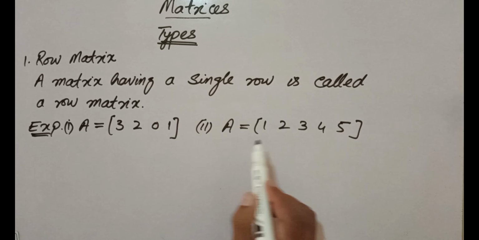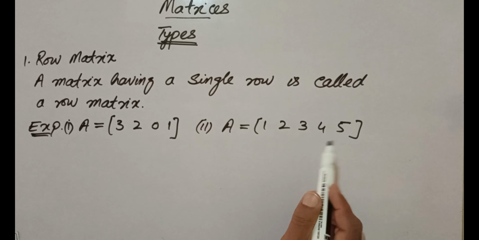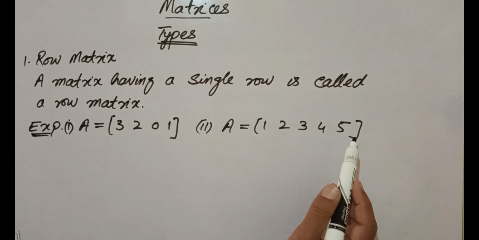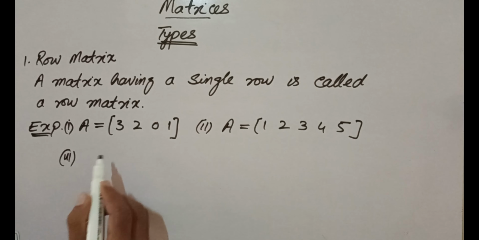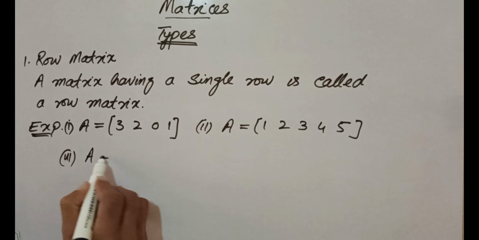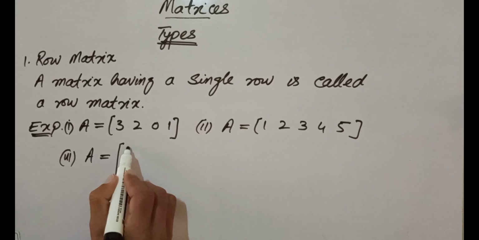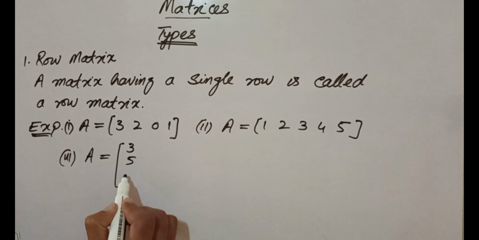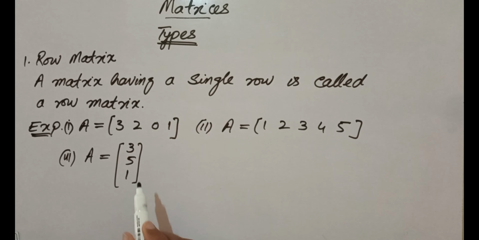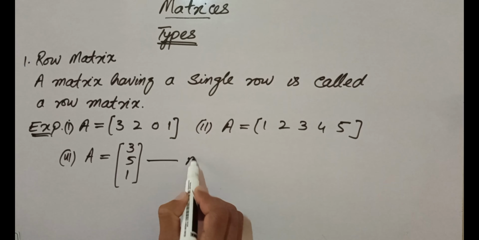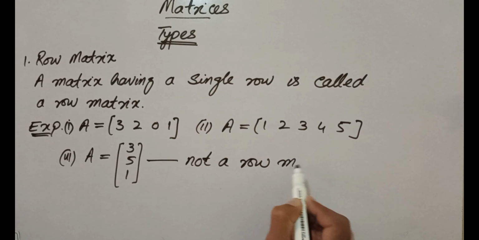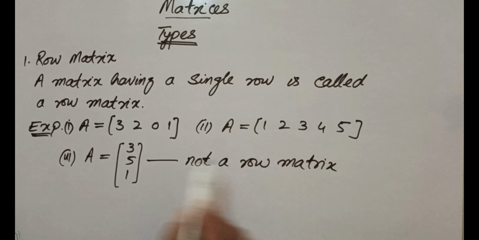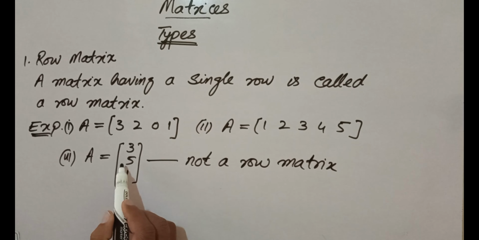If we consider another matrix which is 1 2 3 4 5, this matrix also has a single row, thus it is called a row matrix. If we have a matrix in the form A is equal to, then this matrix is not a row matrix because this has 3 rows.